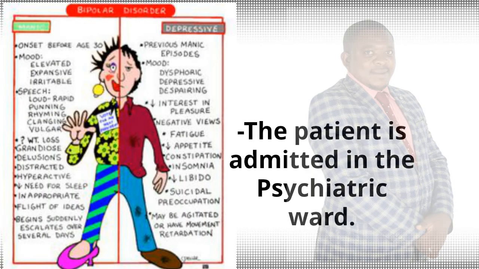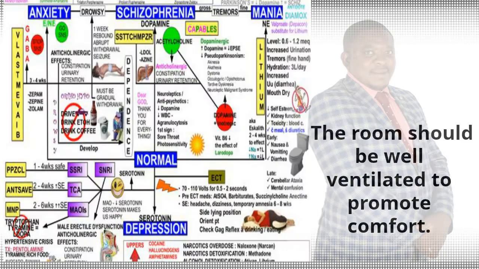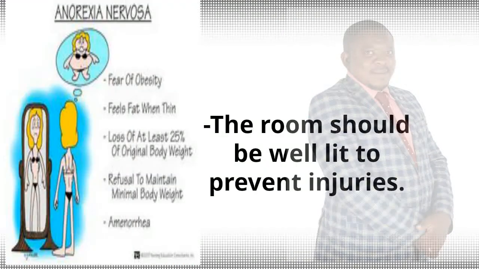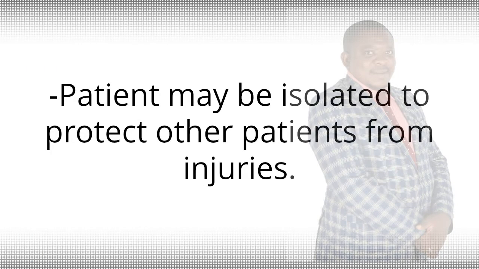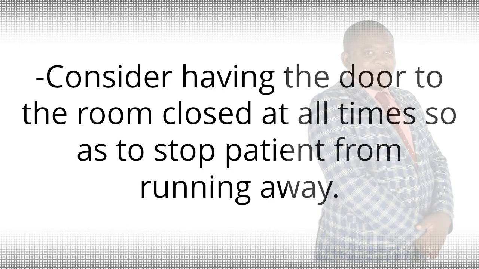2. Environment admission. The patient is admitted in the psychiatric ward. The environment should be clean to prevent nosocomial infections. The room should be well ventilated to promote comfort. The room should be well lit to prevent injuries. Patient may be isolated to protect other patients from injuries. Have the necessary medication such as diazepam to use when need arises. Consider having the door to the room closed at all times so as to stop patient from running away.